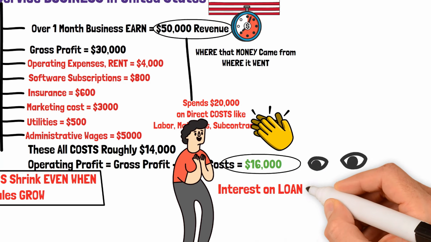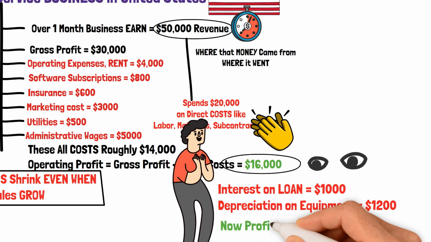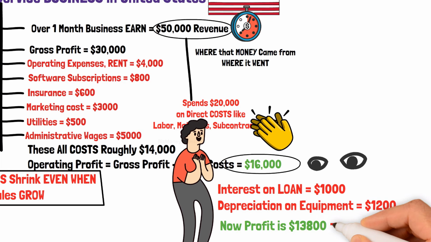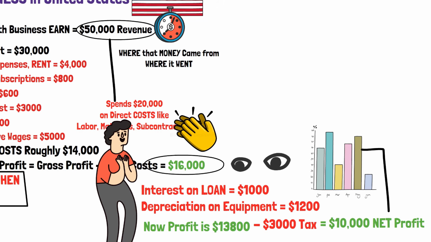Interest on a business loan might be $1,000. Depreciation on equipment could be $1,200. Suddenly, profit before tax drops further. Taxes might take another $3,000. What looked like a strong month now ends with roughly $10,000 in net profit.